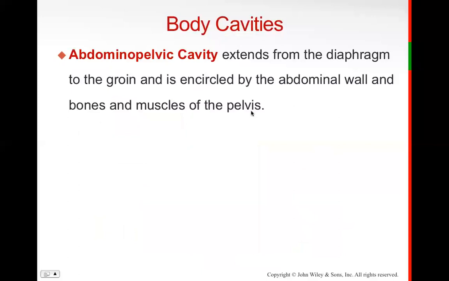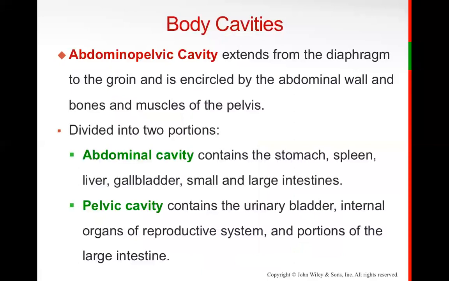Now, the abdominopelvic cavity, again, down from the diaphragm to the groin, and there's the abdominal wall, and again, there's going to be a serous membrane here, which we'll talk about. But what we have here is the abdominal cavity, as I said, containing largely digestive organs, but also the gallbladder, large intestine. In the pelvic cavity, again, this is sort of virtual, all right, just by nature of the physical structure of the pelvis. Okay, and again, we've got the urinary bladder and reproductive system, and of course, parts of the large intestine.